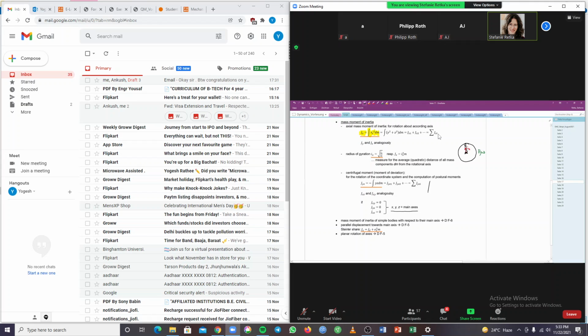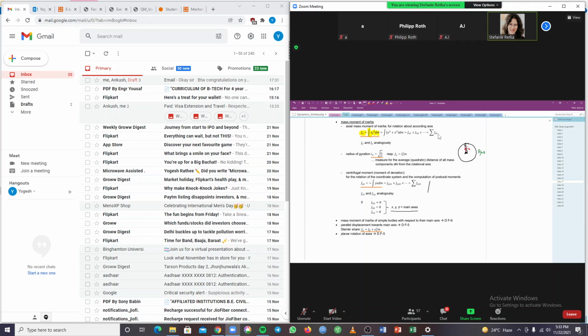For example, a parallel displacement with respect to a main axis. There are tables for this as well, or equations for this as well. And then a second option, a simple option, would be a planar rotation of the axis, which is stated in the formulary on the same page.